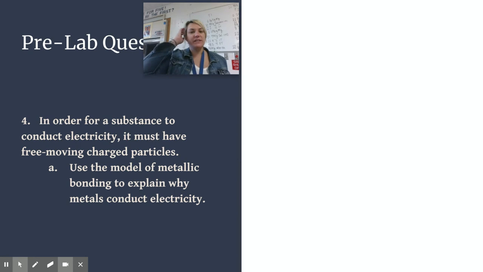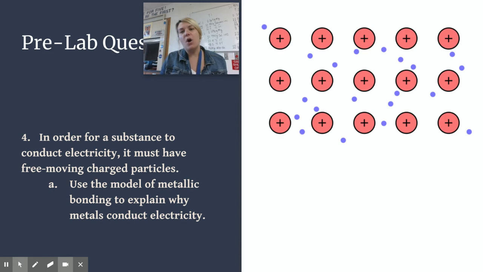Question number 4. This is the last pre-lab question, I think. In order for a substance to conduct electricity, it must have free moving charged particles, okay? Use the model of metallic bonding to explain why metals conduct electricity, okay? Well, we kind of talked about this a little bit in the background, but let's look at a better picture. What ends up happening, you'll see that these electrons are not evenly dispersed here, right? I have an electron up here, I have an electron here, I have electrons moving down here. What that is indicating is that those electrons are kind of moving through the metal, okay?